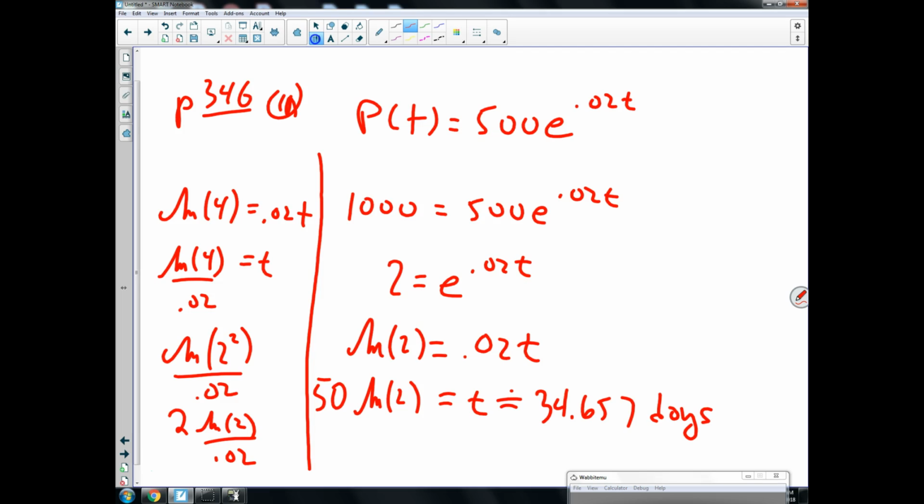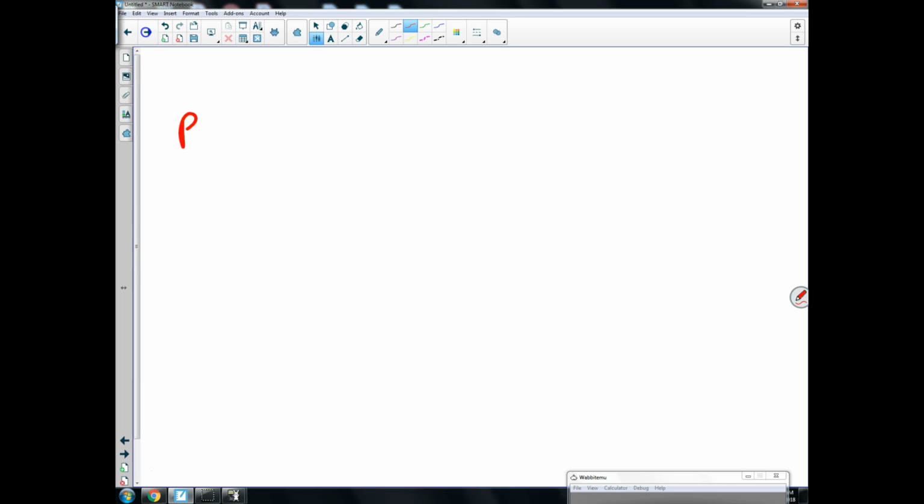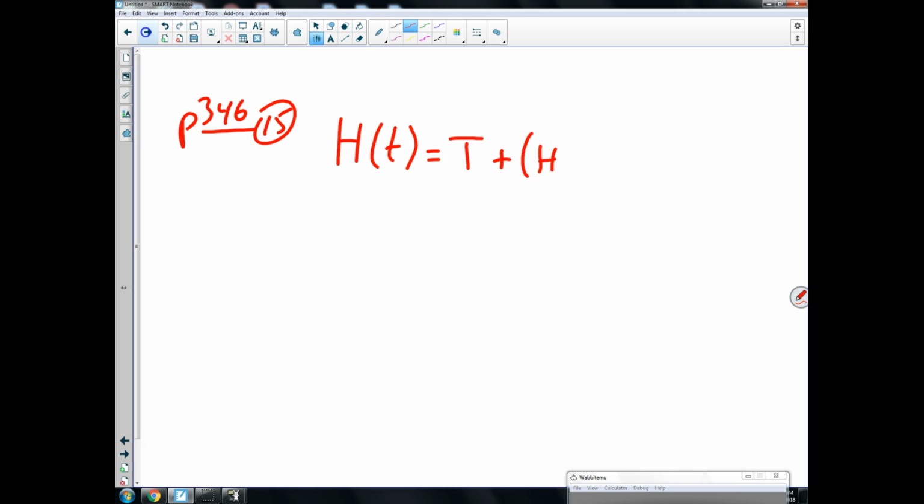All right, now this is where things got a little hairy. Take a look at number 15. Number 15 says to analyze Newton's law of cooling. Okay? Given the heat content measured, in this case in degrees Fahrenheit, over time, t in minutes, is equal to T, the room temperature, the ambient temperature, plus the initial temperature of your object minus the room temperature times e to the kt, where k is negative. So it's a decay rate, okay?